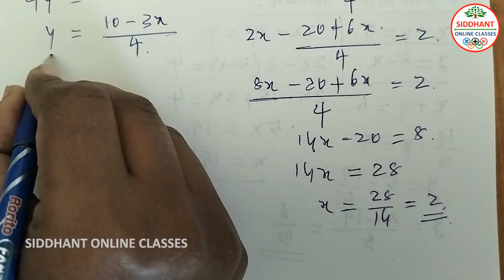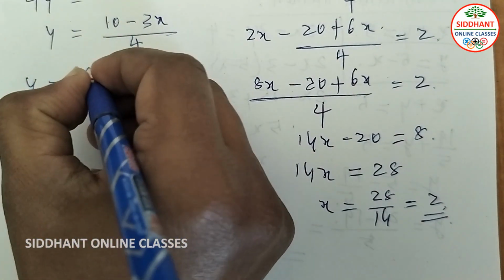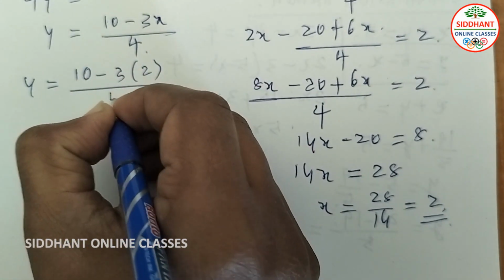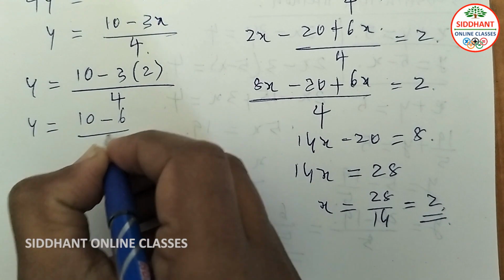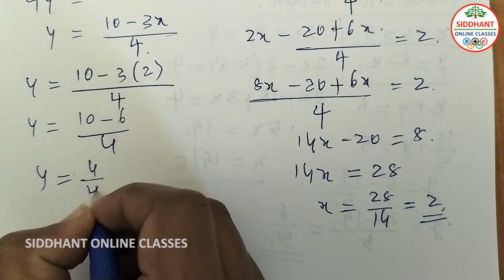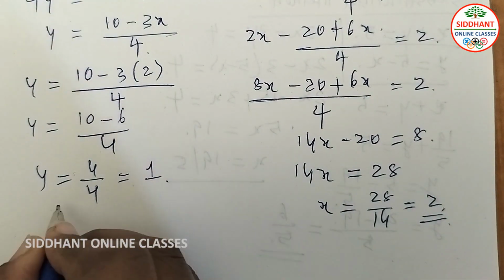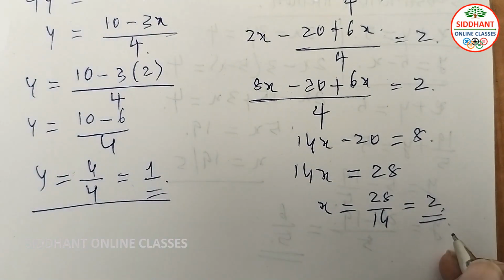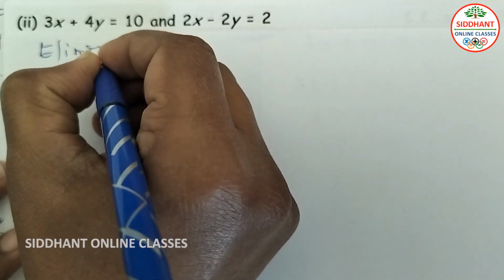Now we are going to substitute in the y value. y equal to (10 minus 3 into 2) by 4. Then y equal to (10 minus 6) by 4. Then y equal to 4 by 4, that equals 1. So here y equal to 1, x equal to 2. First elimination method.